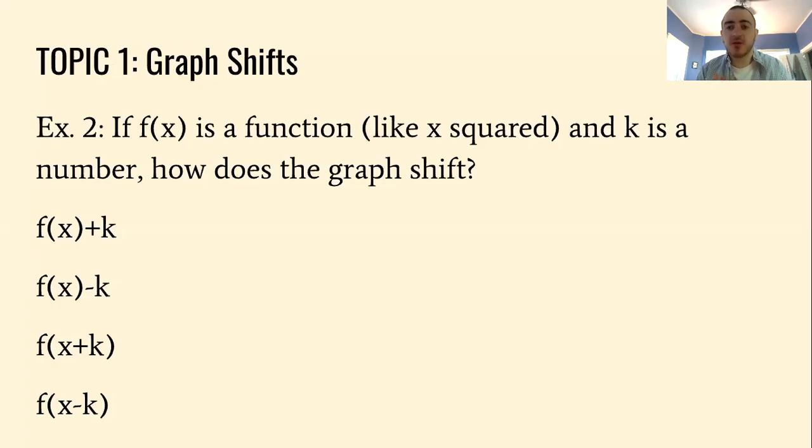Okay, so without further ado, the first thing to review is graph shifts. If f of x is a function such as x squared and k is a number, how does the graph shift? You see that for the first two, k is on the outside, and for the bottom two, k is on the inside of the function. In practice, this would look something like x squared minus 2, because k is just a number. Then x plus 2 squared, and then x minus 2 squared.